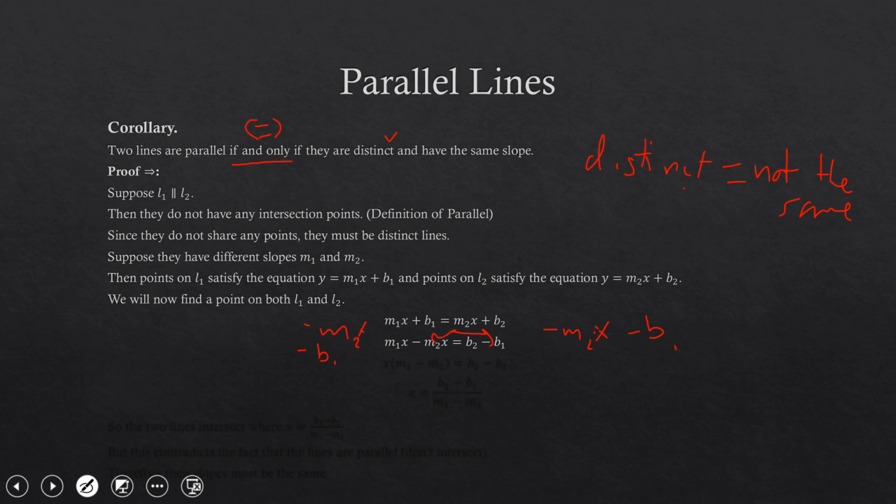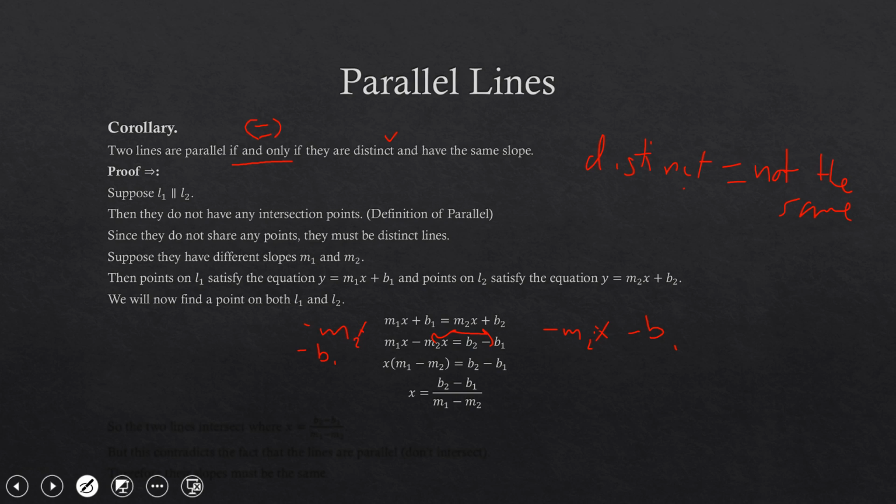And then we're going to go ahead and factor the x out from both m1 and m2, so that x gets pulled out, and we've got m1 minus m2 left. And then that's equal to b2 minus b1 over here. And we divide both sides by m1 minus m2, and that gives us x equals b2 minus b1 over m1 minus m2.